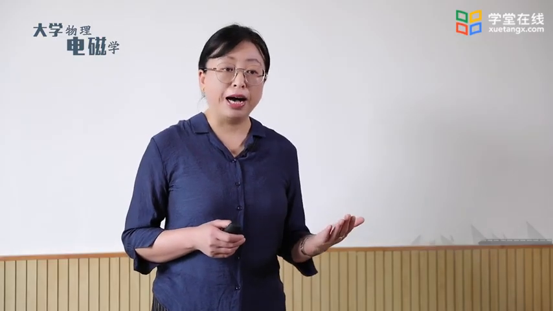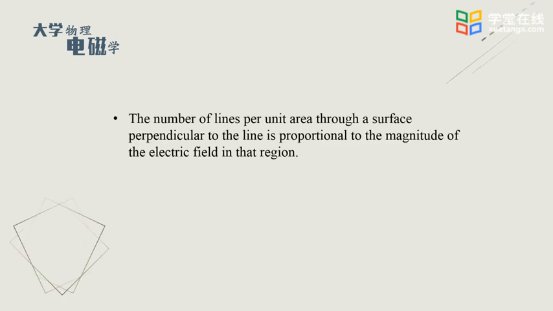As we mentioned above, the number of lines per unit area through a surface perpendicular to the lines is proportional to the magnitude of the electric field in that region. If we put a surface into the field, we could calculate the number of lines penetrating this surface, which we call electric flux. We are going to talk about it in detail in the next lecture.